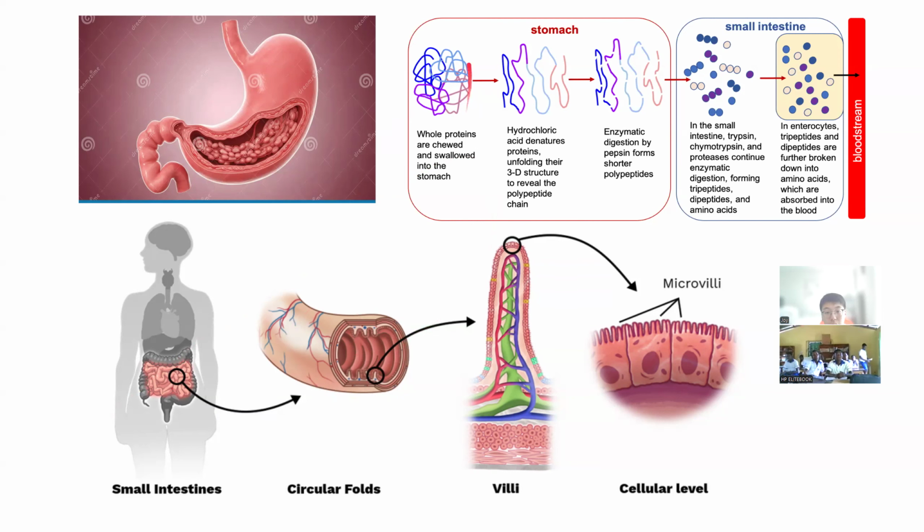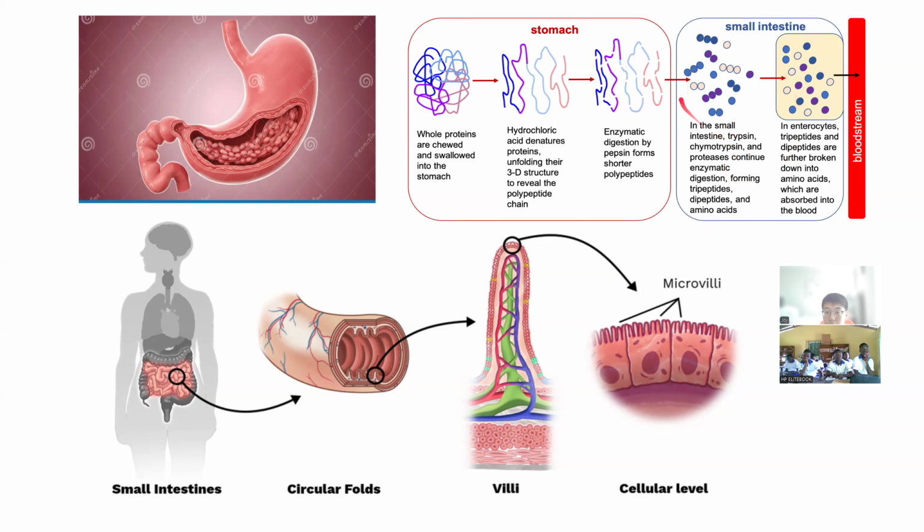In the stomach, the whole proteins are chewed. So, once we eat a food, they're in these chunks of proteins. These chunks of proteins are unfolded. It's like a string now. It's unfolded in the stomach. And it is also cut into shorter polypeptides. It's cut in the stomach.